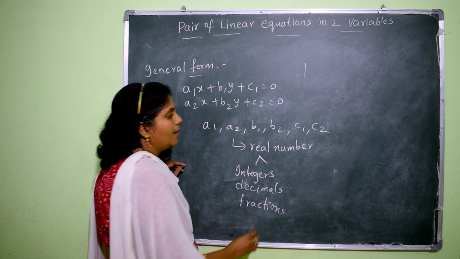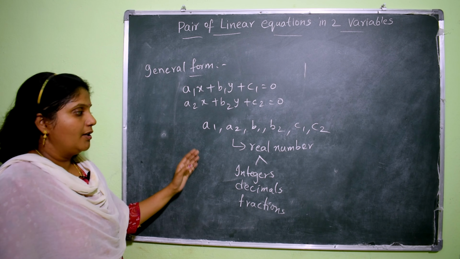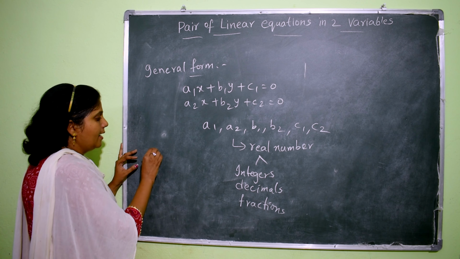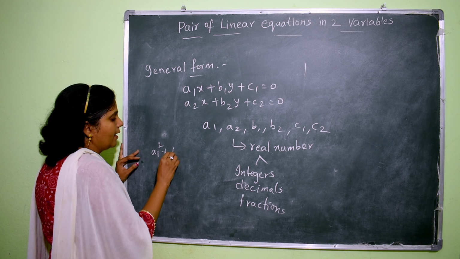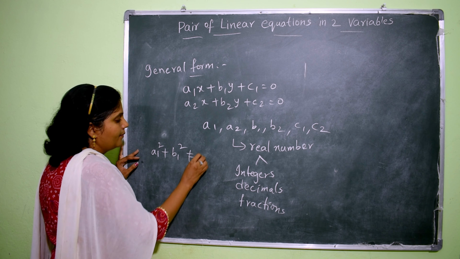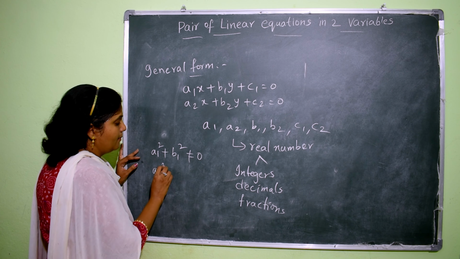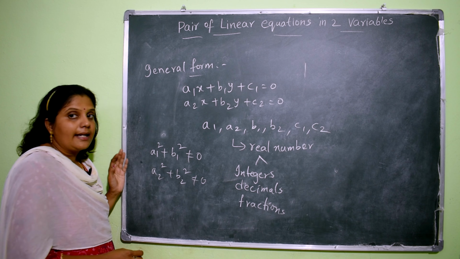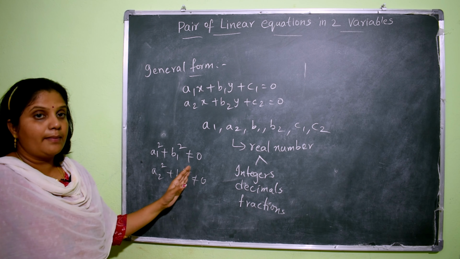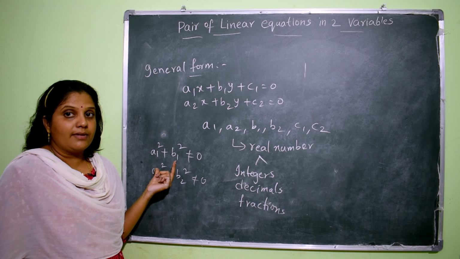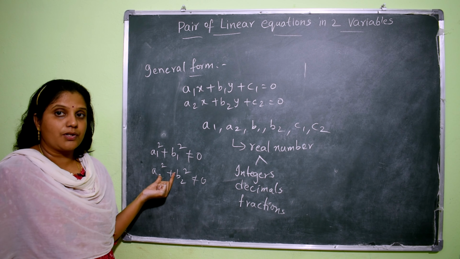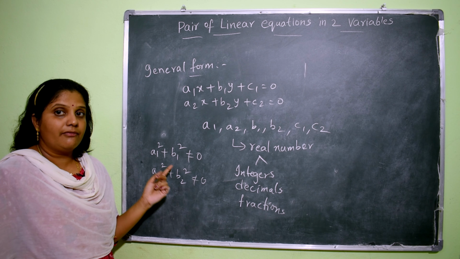So a1, a2, b1, b2, c1, c2 values we can take from these. Okay. So here one condition is there. a1 square plus b1 square not equal to 0, and a2 square plus b2 square is also not equal to 0. So when we square something, we will get a positive value. So if we add two positive values, then it will never become 0.